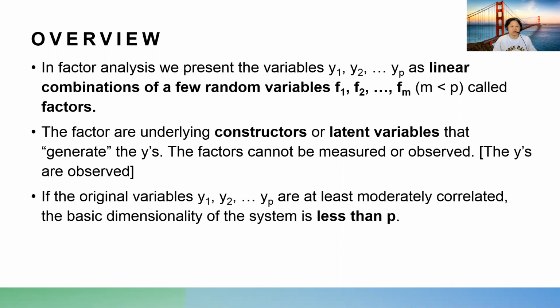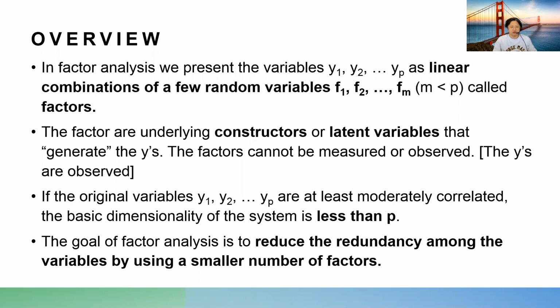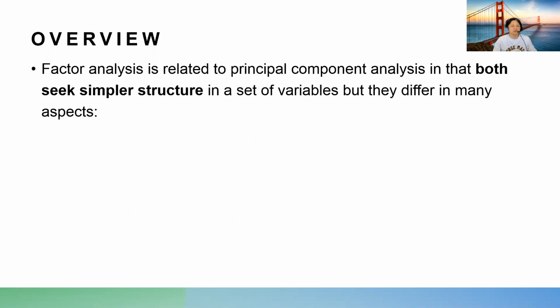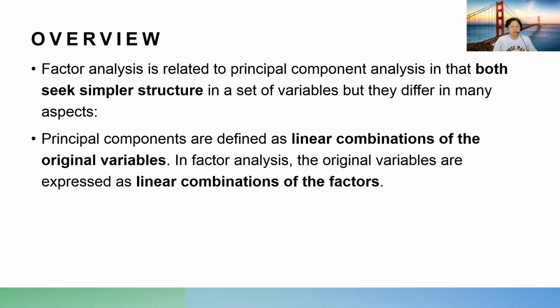Generally the number of factors is smaller than the number of variables. Theoretically, we can have the same number of factors, but our goal is to reduce the dimensionality. So we try to reduce the dimension based on the set of items, predictors or variables. Factor analysis and principal component analysis are both aimed at reducing the dimension. We try to find the simplest structure in a set of variables.